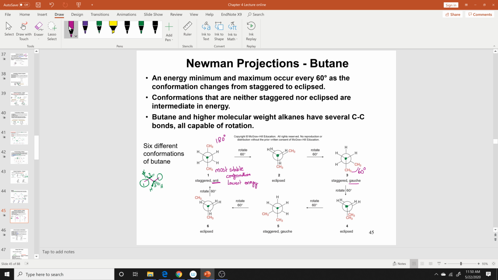Now, being 60 degrees away from each other is going to allow them to interact with each other. So this is going to lower the energy a little bit of the structure.